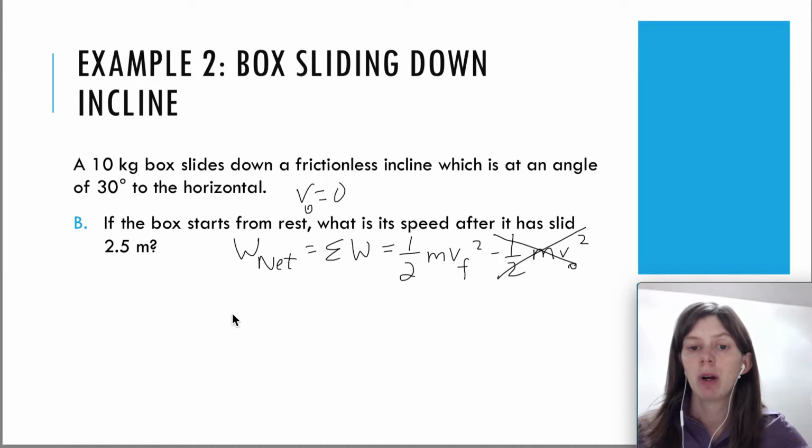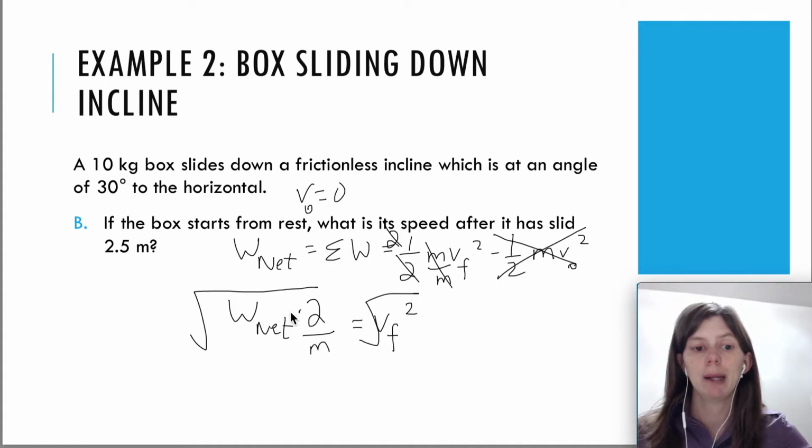Get it by itself: multiply that net work by 2 to get rid of the 1/2, and then divide by m. Right? Divide by m and multiply by 2. That will get rid of the 1/2 and get rid of the m. So divide by m here. And then that will give us VF squared, and then we have to take the square root of both sides in order to get VF by itself. So this will give us VF by itself.